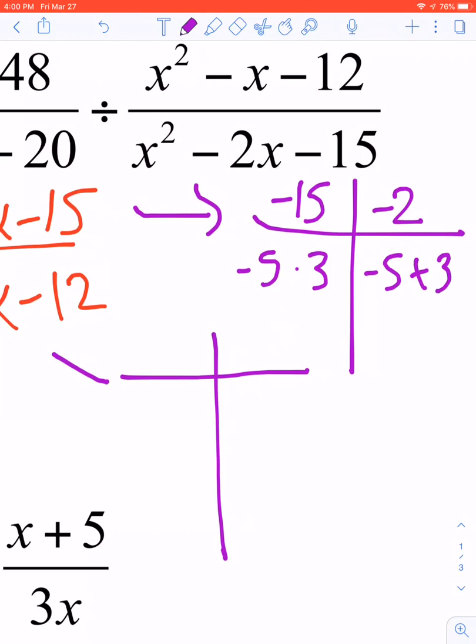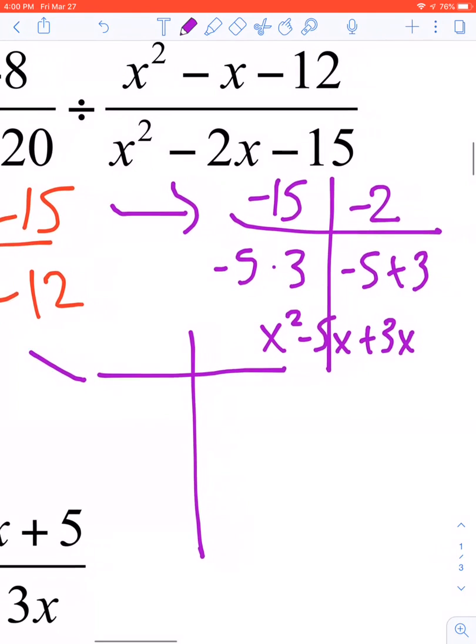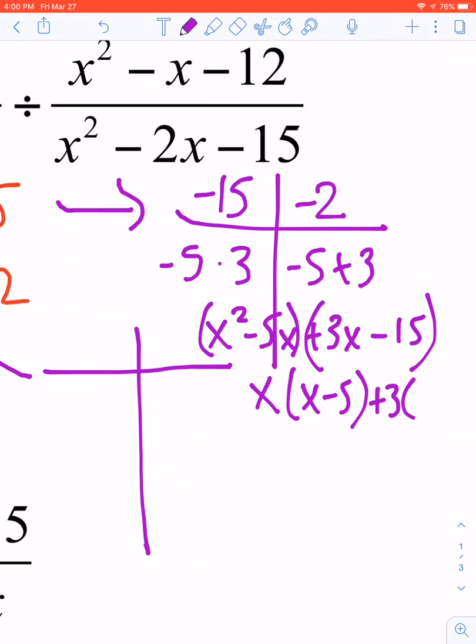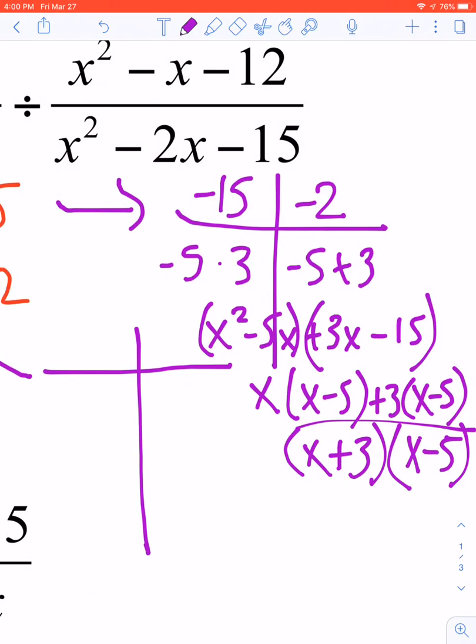So our math is going to be x squared minus 5x plus 3x minus 15. Okay, and then we're going to do the grouping, and you're going to get x minus, you're going to pull out an x, you're going to get x minus 5, and you're going to pull out a 3, you're going to get x minus 5, and you're going to get x plus 3 as your final answer, x minus 5.